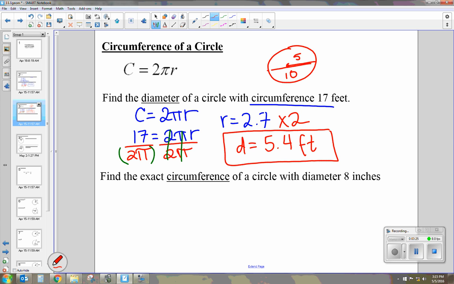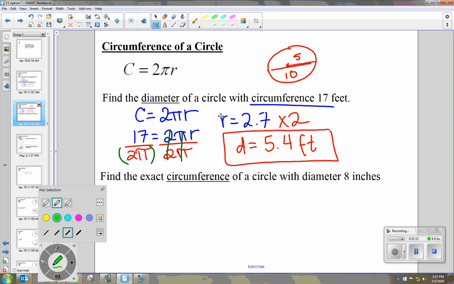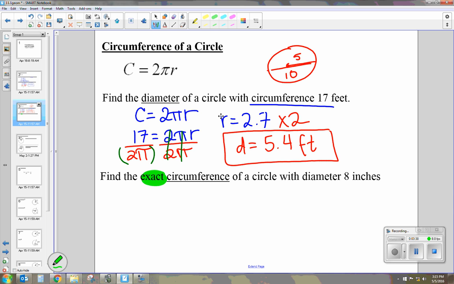Okay? Now, the very last one, I asked you to find the exact circumference of a circle with a diameter of 8 inches. Exact is our word here that we need to focus on. Exact means that I don't have a decimal, I don't have any rounding, nothing like that. A way we say exact is in terms of pi. That means we're not going to touch pi, we're not going to put it in the calculator and round, we're going to keep it in our answer.